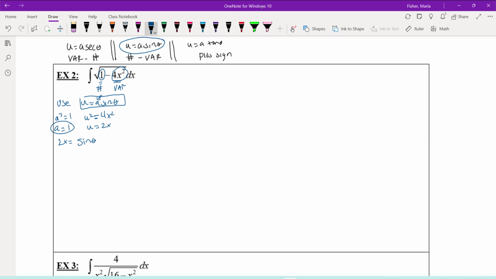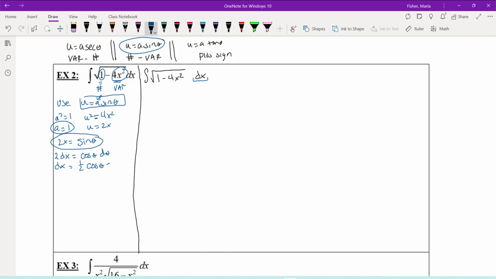the sine of theta. Now I need to get this whole entire integrand, the indefinite integral of the square root of 1 minus 4x squared dx, out of x's and into thetas. Well, let's go ahead and find dx first. I find dx by finding the derivative of this guy. Well, what's the derivative of 2x equals the sine of theta? The derivative of 2x is 2 dx, and the derivative of the sine is the cosine of theta d theta. Well, I don't have a 2 dx, I just have a dx. I divide by 2, and dx is going to equal 1/2 cosine of theta d theta.